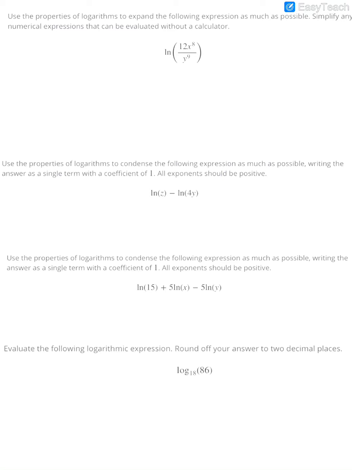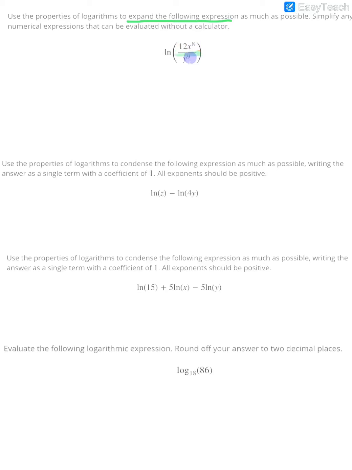We are now going to use our properties of logarithms to either expand an expression as much as possible or condense. So you'll notice in my first example, they're asking me to expand it as much as possible. When I look at this particular logarithm, I see all three properties are present. I see a quotient where two terms are divided. I see a product where terms are being multiplied. And finally, I see powers.